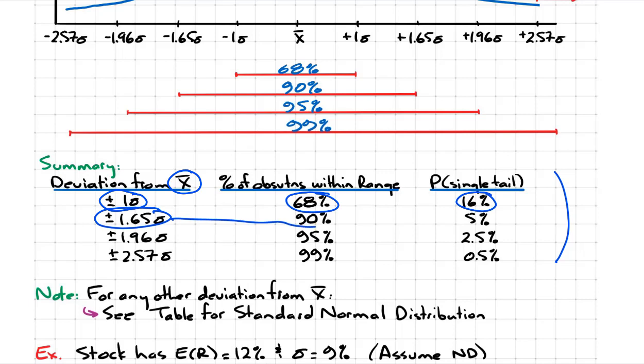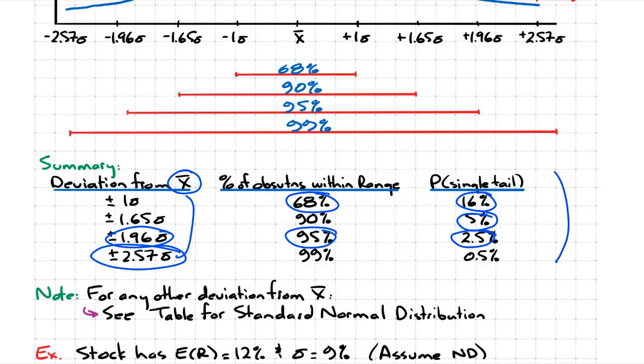1.65 gives you a 90% confidence range. That leaves 5% for each tail. And then we have 1.96. That gives you a 95% range around the middle, leaving you 2.5% for each tail. And finally, if you deviate plus or minus 2.57 standard deviations from the mean, that gives you a range of 99%, thus leaving 0.5% for each single tail.